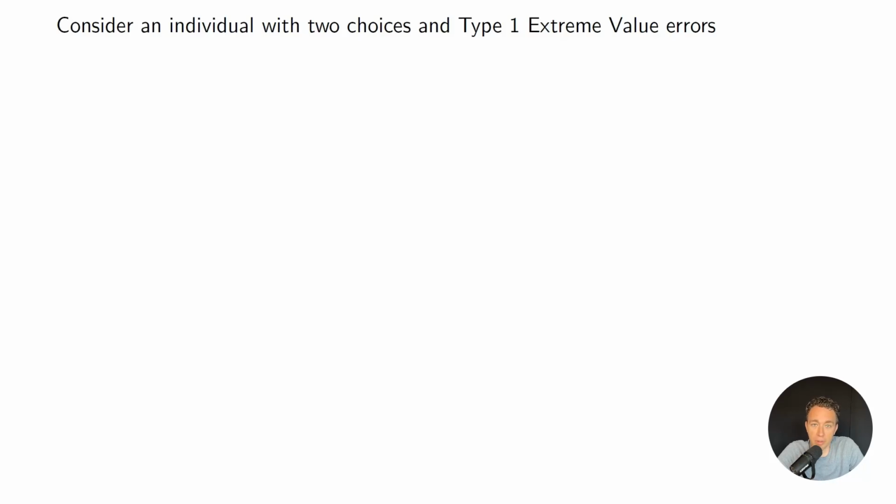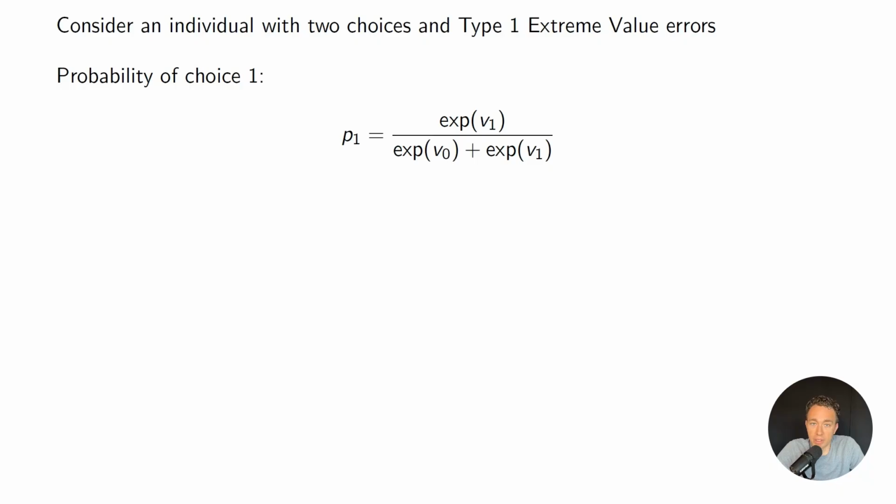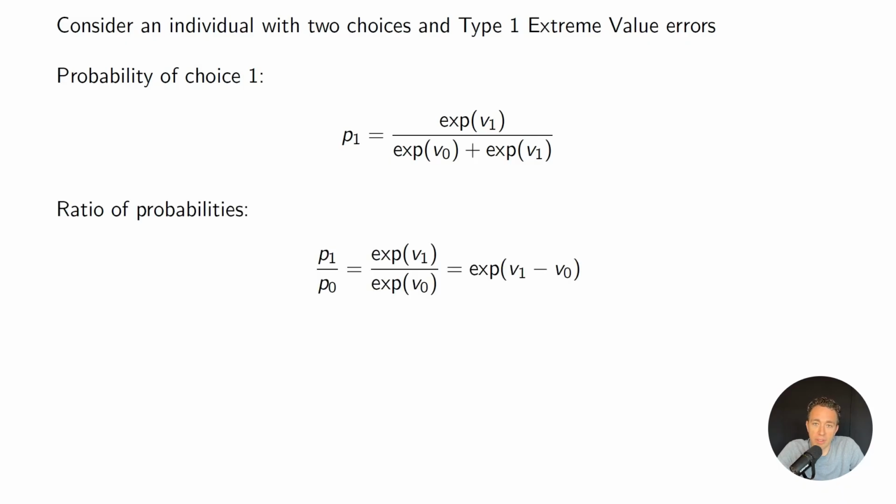So let's start by thinking about a person with two choices and with the errors distributed type 1 extreme value. If we just write out the formula for the probability of making choice 1, this is the familiar Logit probability formula, and we can write a similar formula for P0, and then take the ratio of them. The denominators will cancel out, and so we're just left with the ratio of the numerators, which we can then express as the exponential of the differenced value functions by properties of exponential functions.